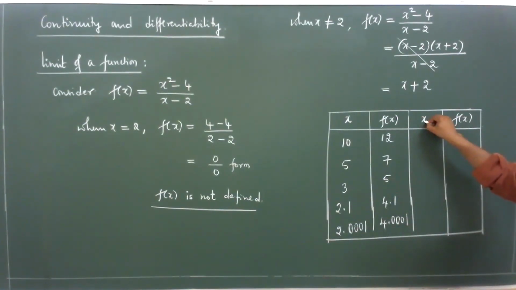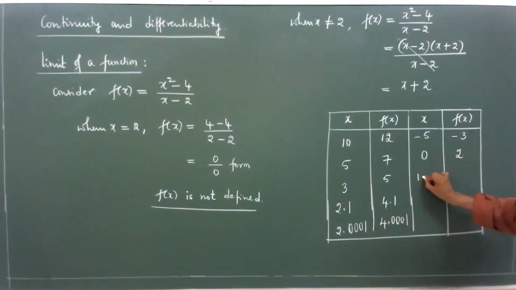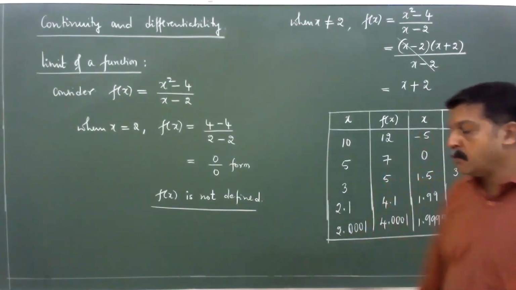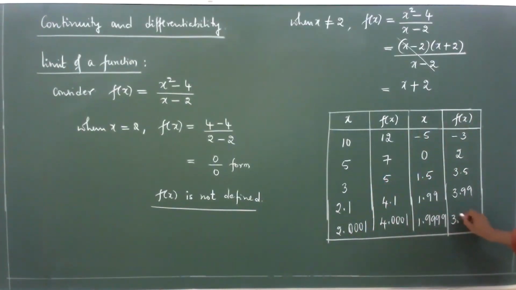Now I'll give another set of values of x. I will start from say minus 5. x is equal to minus 5, f of x will be minus 3. x is equal to 0, f of x is 2. x is say 1.5, f of x is 3.5. 1.99, f of x is 3.99. You can go very close to 2, but always remember, you should not give x is equal to 2. So the value will be 3.999.